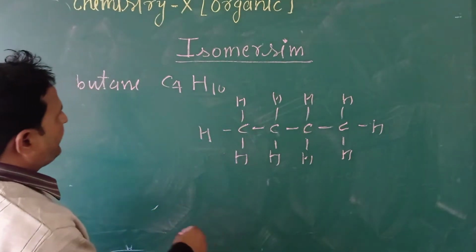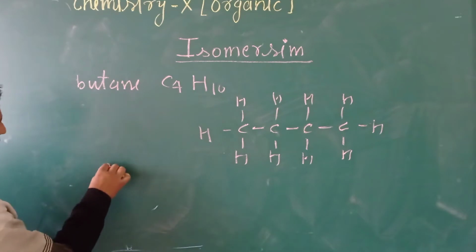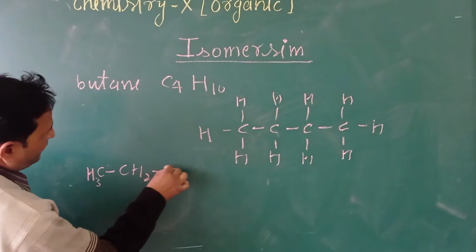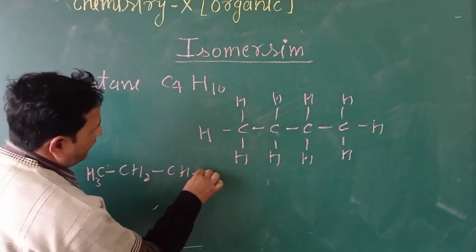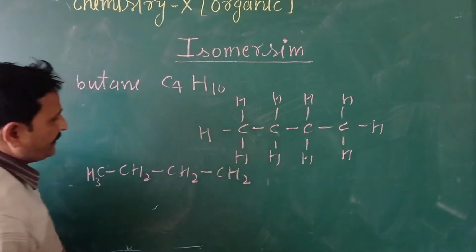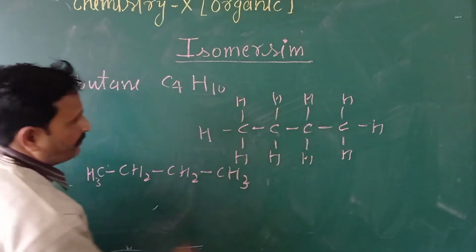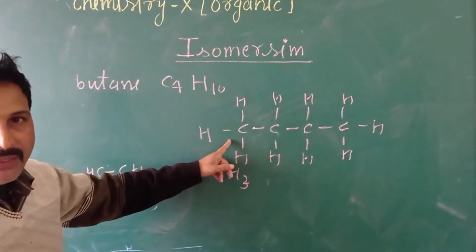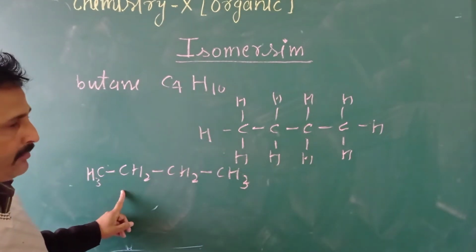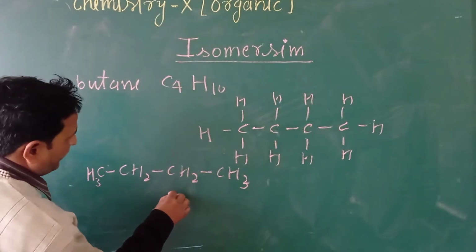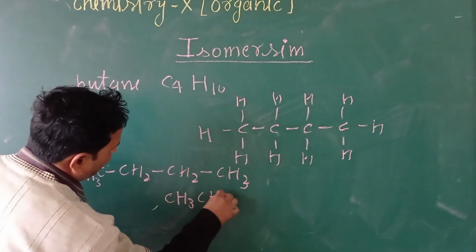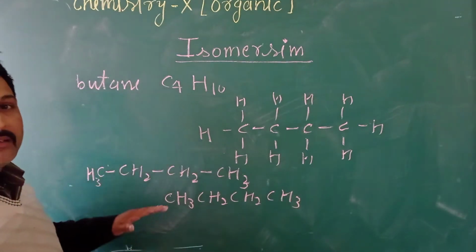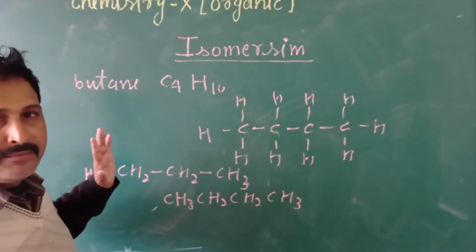The same formula we can write this way: CH3, CH2, CH2, CH3. This is called the structural formula. Molecular formula, graphic formula, branch structure, structural formula. If we write the same formula like this, CH3, CH2, CH2, CH3, this one is the condensed structural formula.